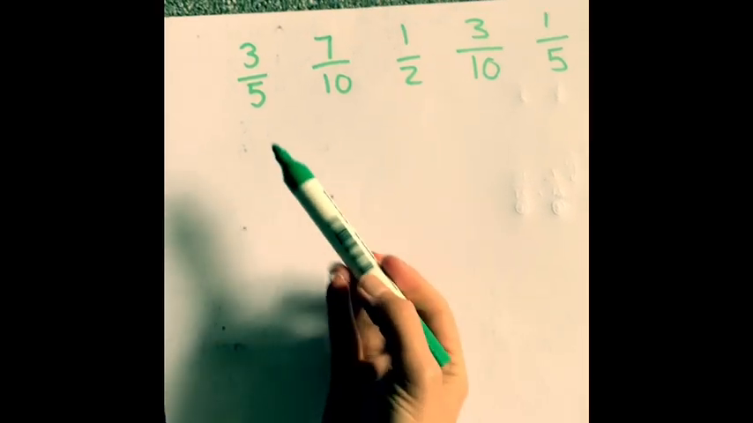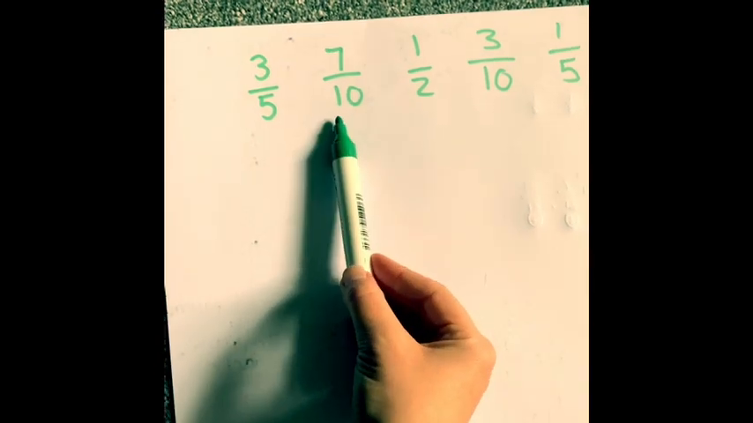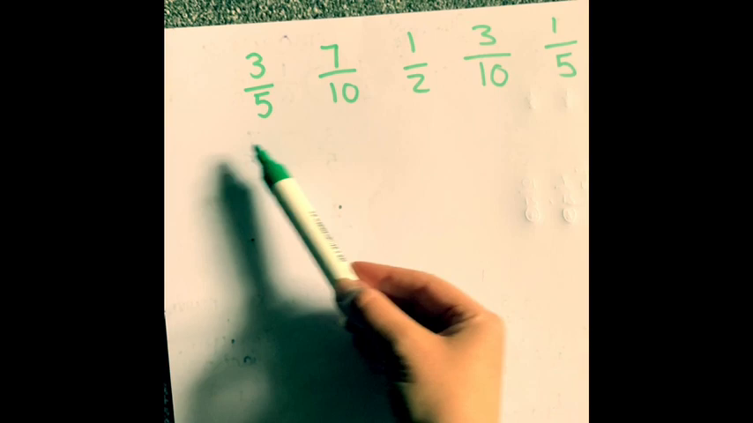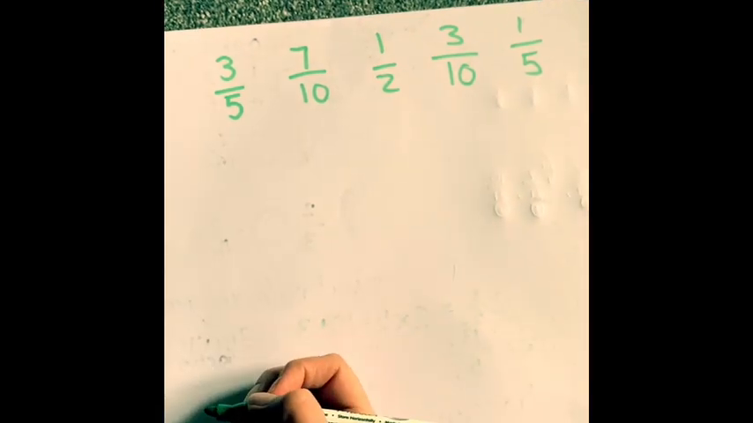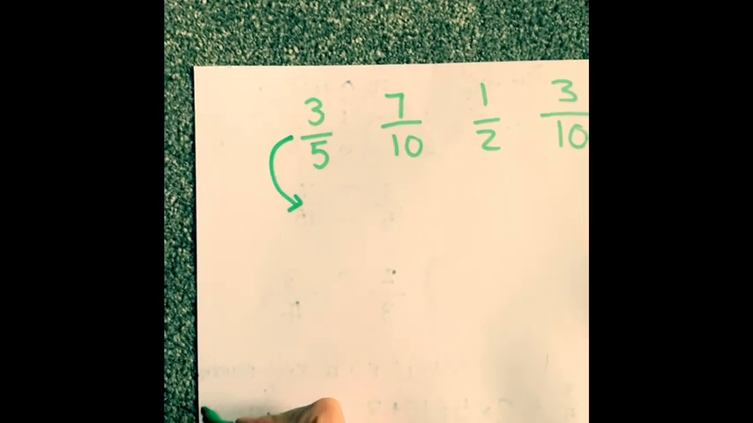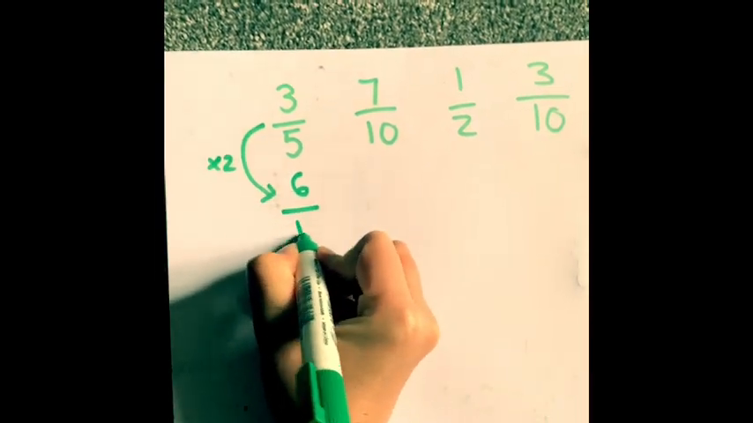I can see we've got the likes of 5, 10 and 2. So I look at the biggest denominator first, which is 10. I think, do the other ones go into it? Which they do. So I can change all of my fractions to be out of 10, to be in tenths. The first thing I would look at is this one. What would I need to times it by? I'd need to times the whole fraction by 2. So I would have 6 over 10.